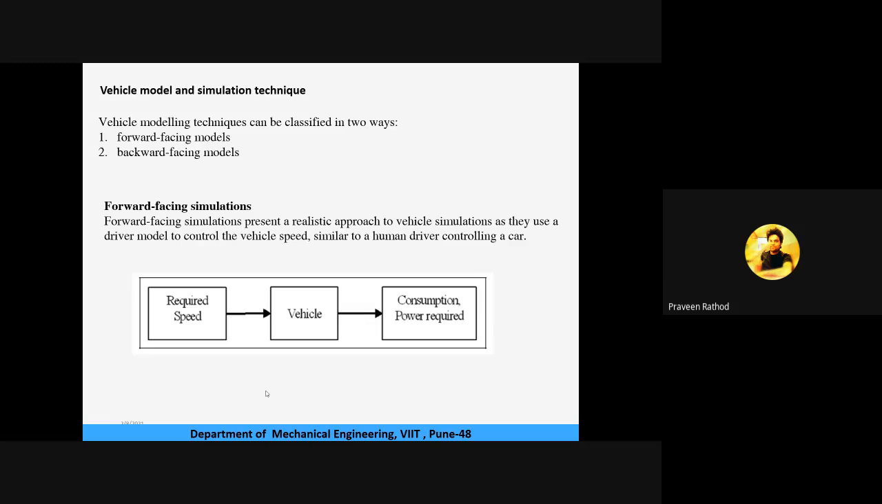Okay, so required speed, vehicle consumption of power. This is the required speed when we have a reference speed and an actual speed. When we compare both, the vehicle will give you a required speed. So the power consumed in the case of forward facing simulations can be estimated with the help of SOC.